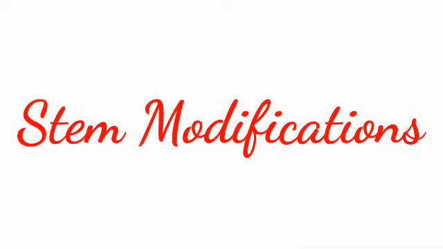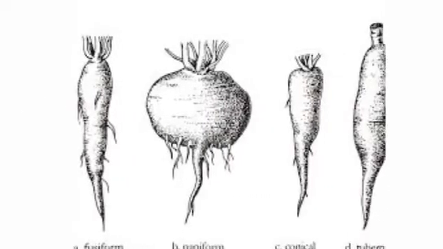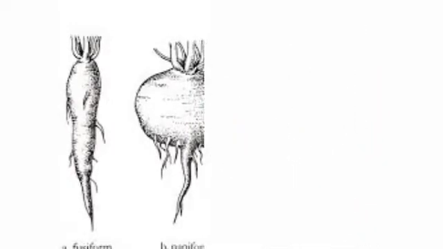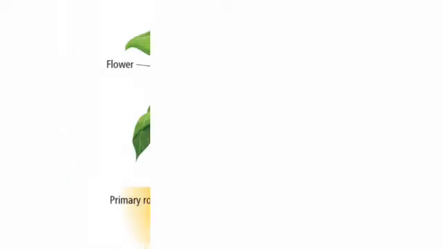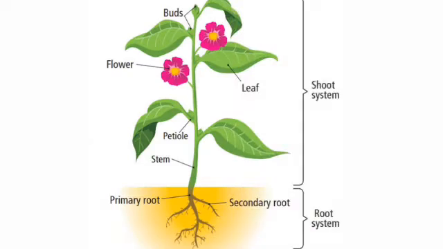Today's topic is stem modification. In the previous session, we discussed root modification. This is a continuation of that: stem modification. What is stem modification? First, what is the shoot system? As I told you, the part of the plant that grows above the soil is called the shoot system.